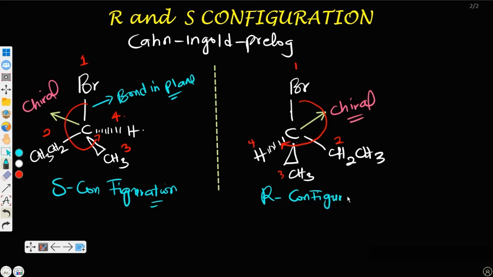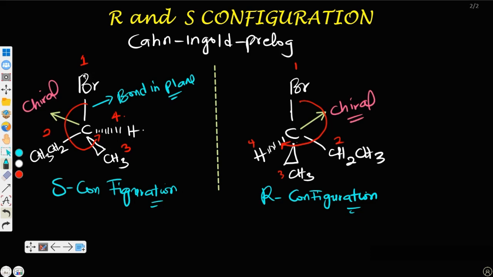So we have the S configuration, and then we have the R configuration. Now R configuration is when it is going clockwise, call it R. When it is going anti-clockwise, call it the S configuration. You assign priority based on the Cahn-Ingold-Prelog principle between bromine, CH3, CH2, which will have the highest priority? Bromine. Then followed by what? CH3, CH2. Then followed by what? CH3, and then this one.